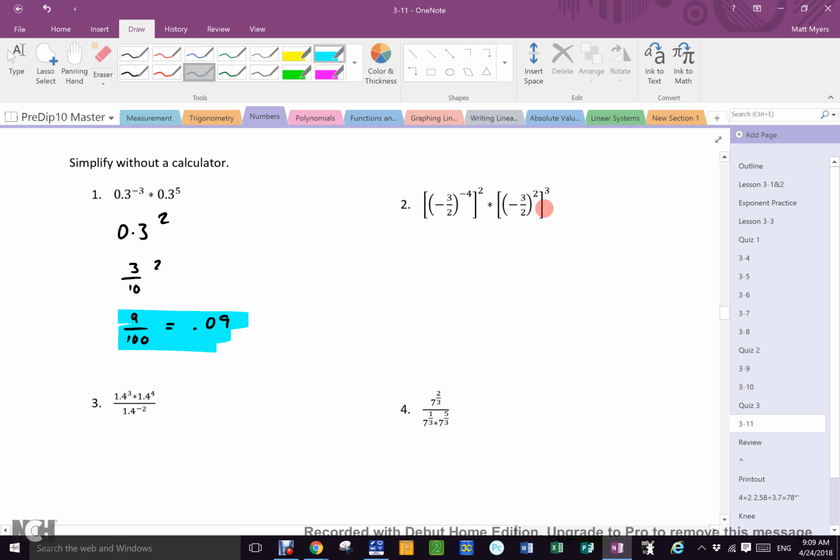This one is super tricky. Yeah, it's so hard. But it's not really.